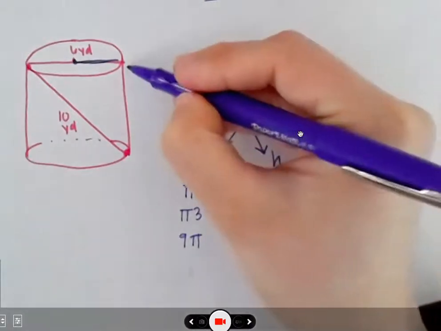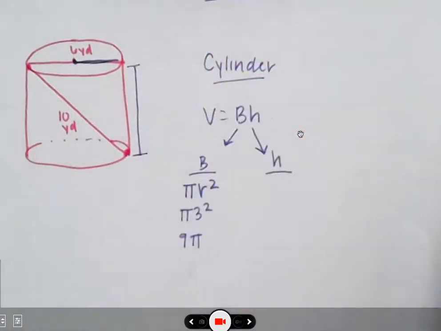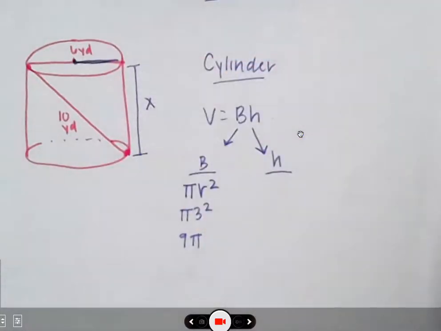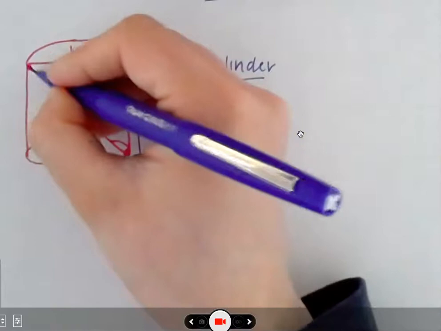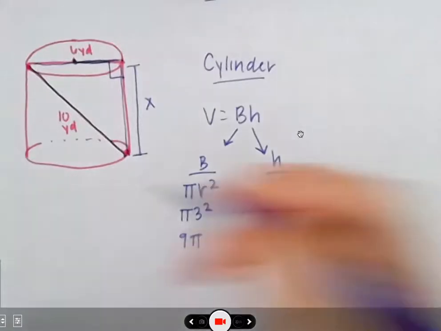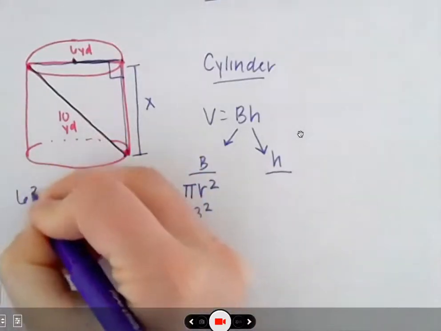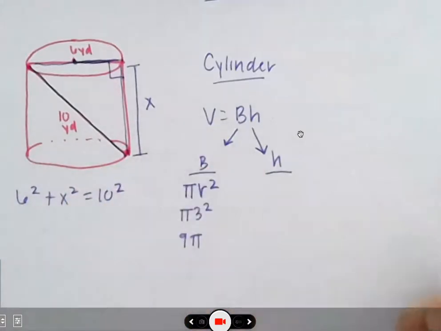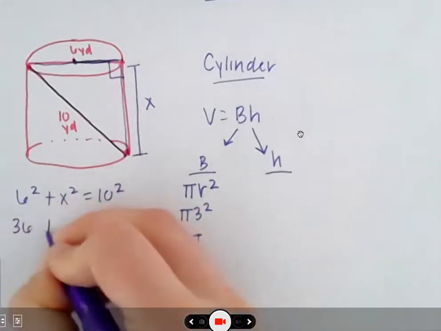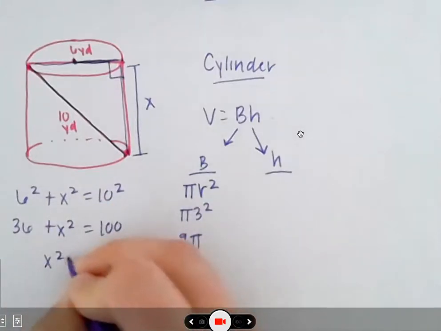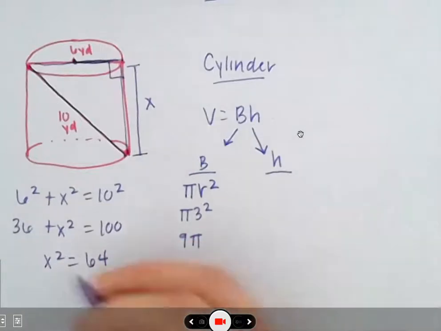Now our height is how tall our cylinder is, but we notice we don't have that information. Lucky for us though, they drew in this diagonal, and we now have this nice right triangle. So again, we have one of our favorite problems, Pythagorean theorem. 6 squared plus x squared equals 10 squared. 36 plus x squared equals 100. Subtract over our 36, we get 64.